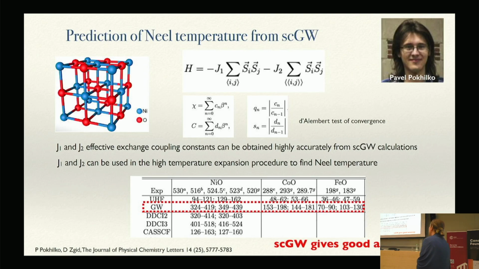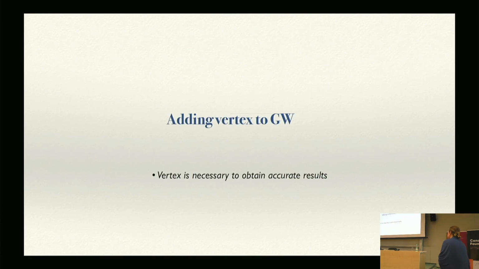So SCGW can give good accuracy. It can give energetics, and can also give these J1 and J2 coupling constants, both for solids and molecular magnets. Then there is also one more kind of issue that people have in this community, that they say that adding vertex to this GW is what's going to make it more accurate.